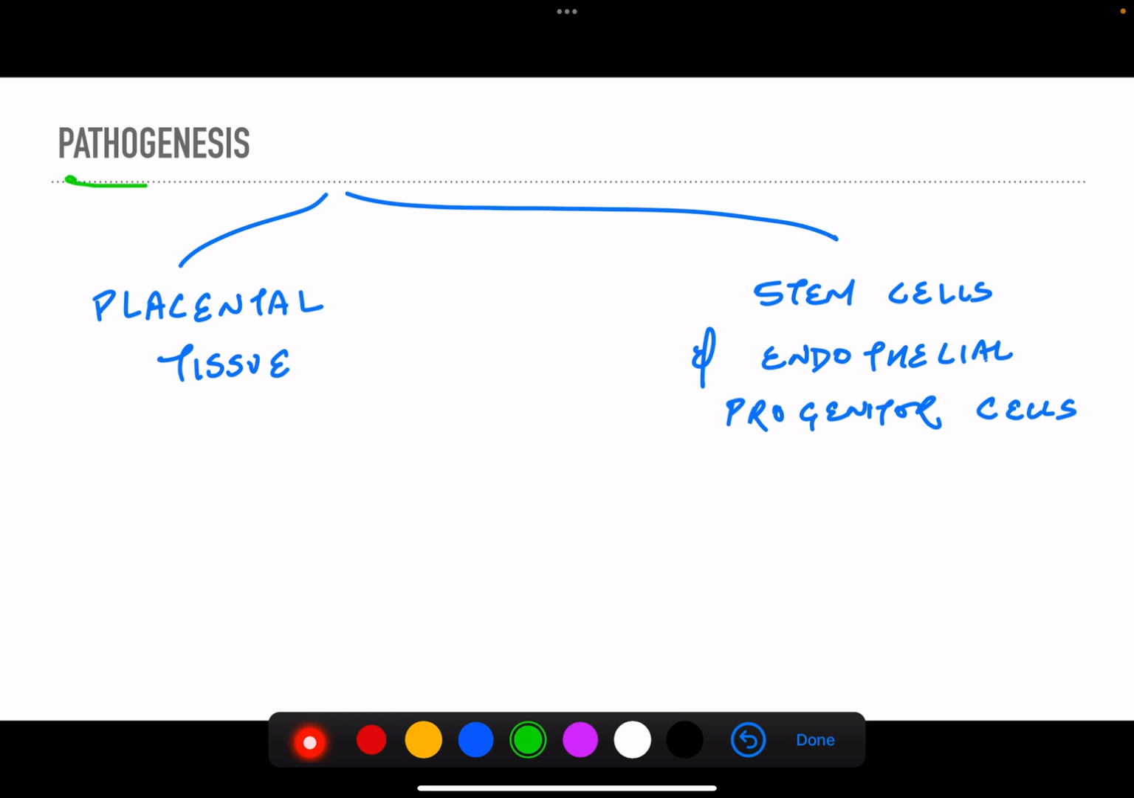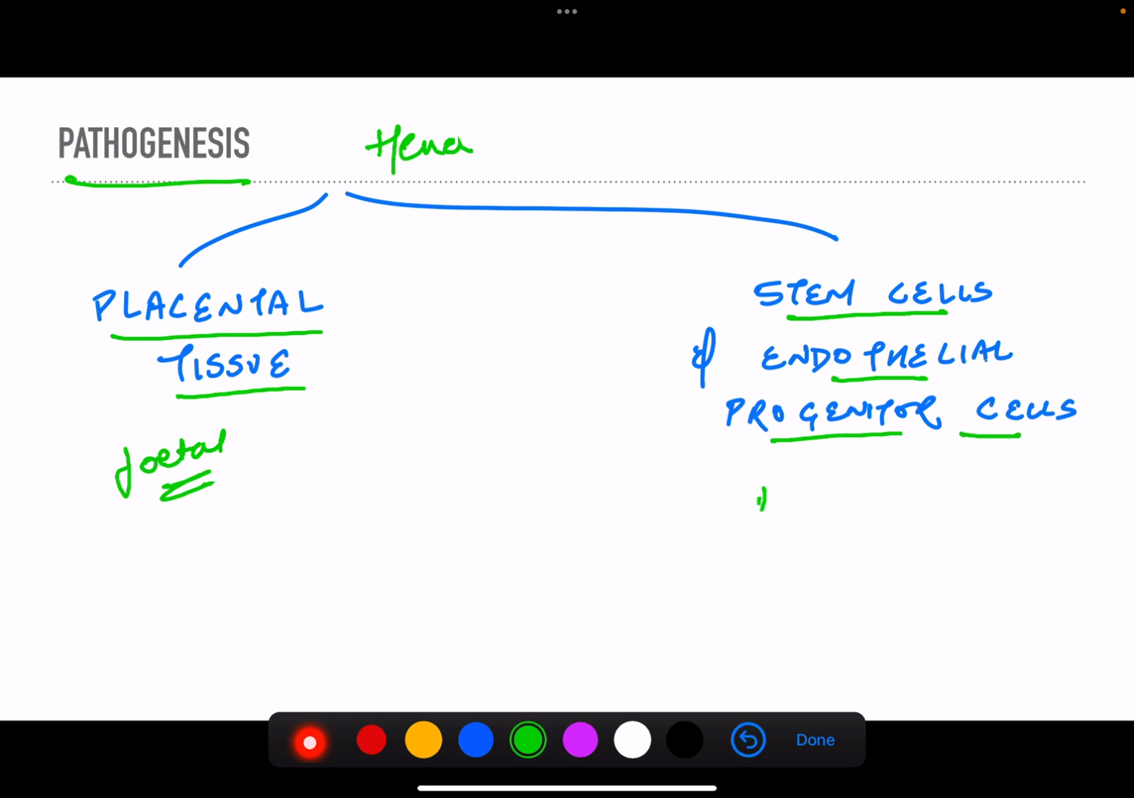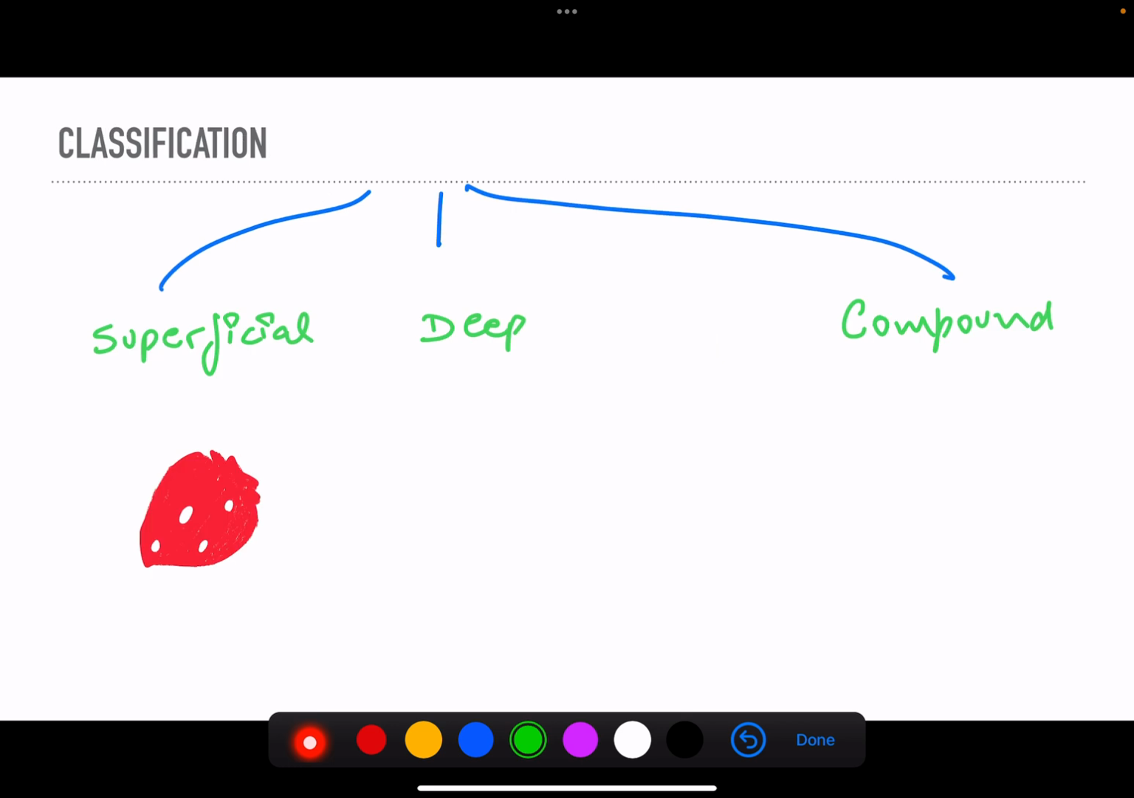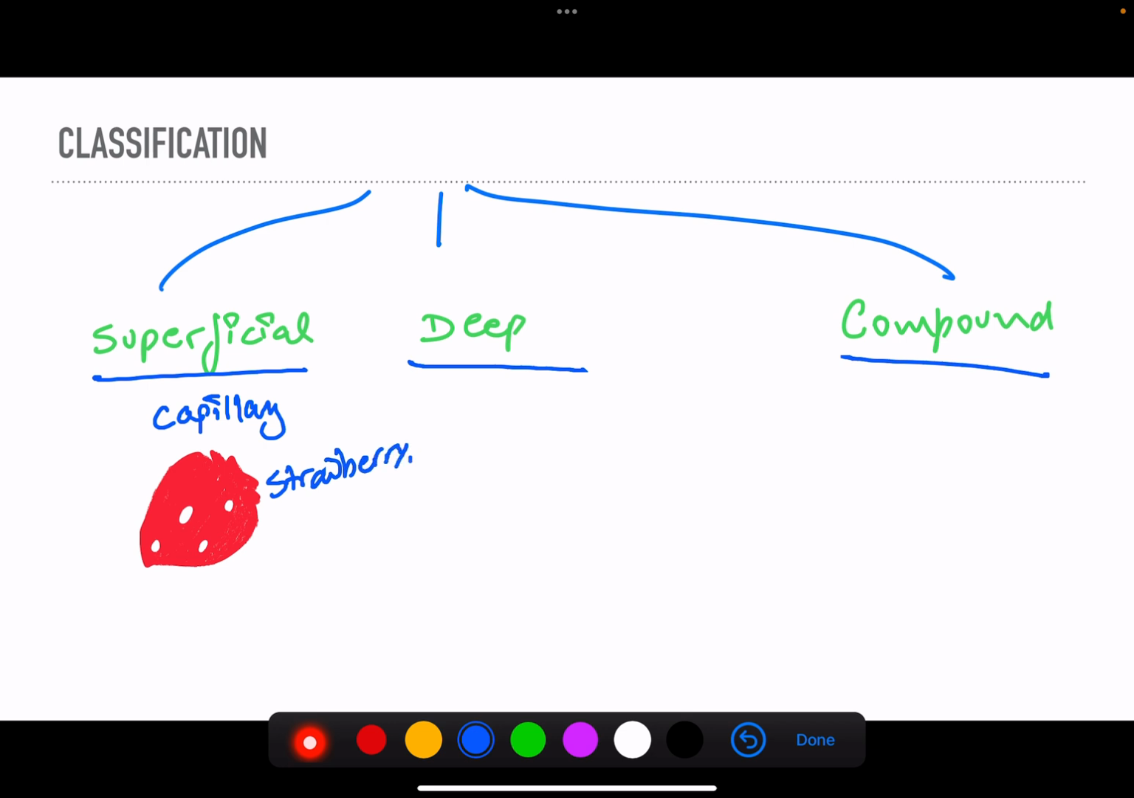Now comes the pathogenesis. So 2 theories have been given, that is the placental tissues which are present in fetus at the time of gestation lead to hemangioma. Also, the stem cells or the endothelial progenitor cells which give rise to hemangioma are found in circulation of patients affected by the disease. For the classification, it can be superficial, deep, or compound. Superficial is also known as capillary hemangioma or strawberry hemangioma. Deep is for the cavernous hemangioma, and compound is capillary along with cavernous hemangioma.